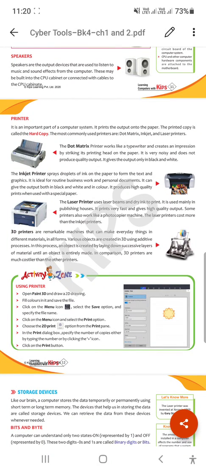Hello students, this video is the third part of your chapter, input, output and storage devices. In this video we are going to learn about the printer. A printer is an output device, an external hardware device that we connect with the computer, and it is used to print output as a result in printable form, giving an impression on the paper.